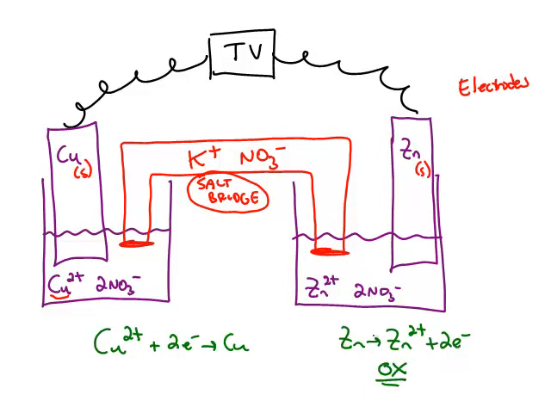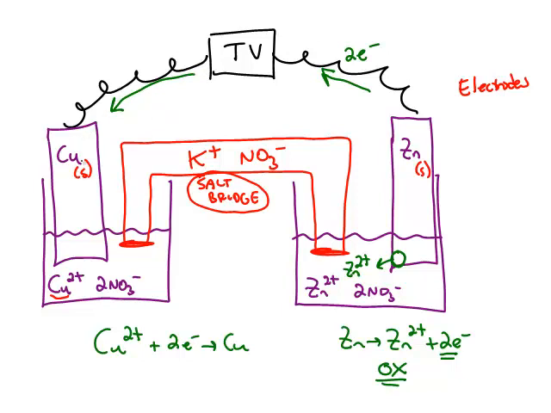Zinc is losing electrons. It's going from a neutral zinc into a positive 2 plus. So you can imagine one atom of zinc leaving the solid and dissolving and forming zinc 2 plus. At the same time, the other product that's made is 2 electrons. So the 2 electrons will travel on the conducting wire through the television and to the other electrode.